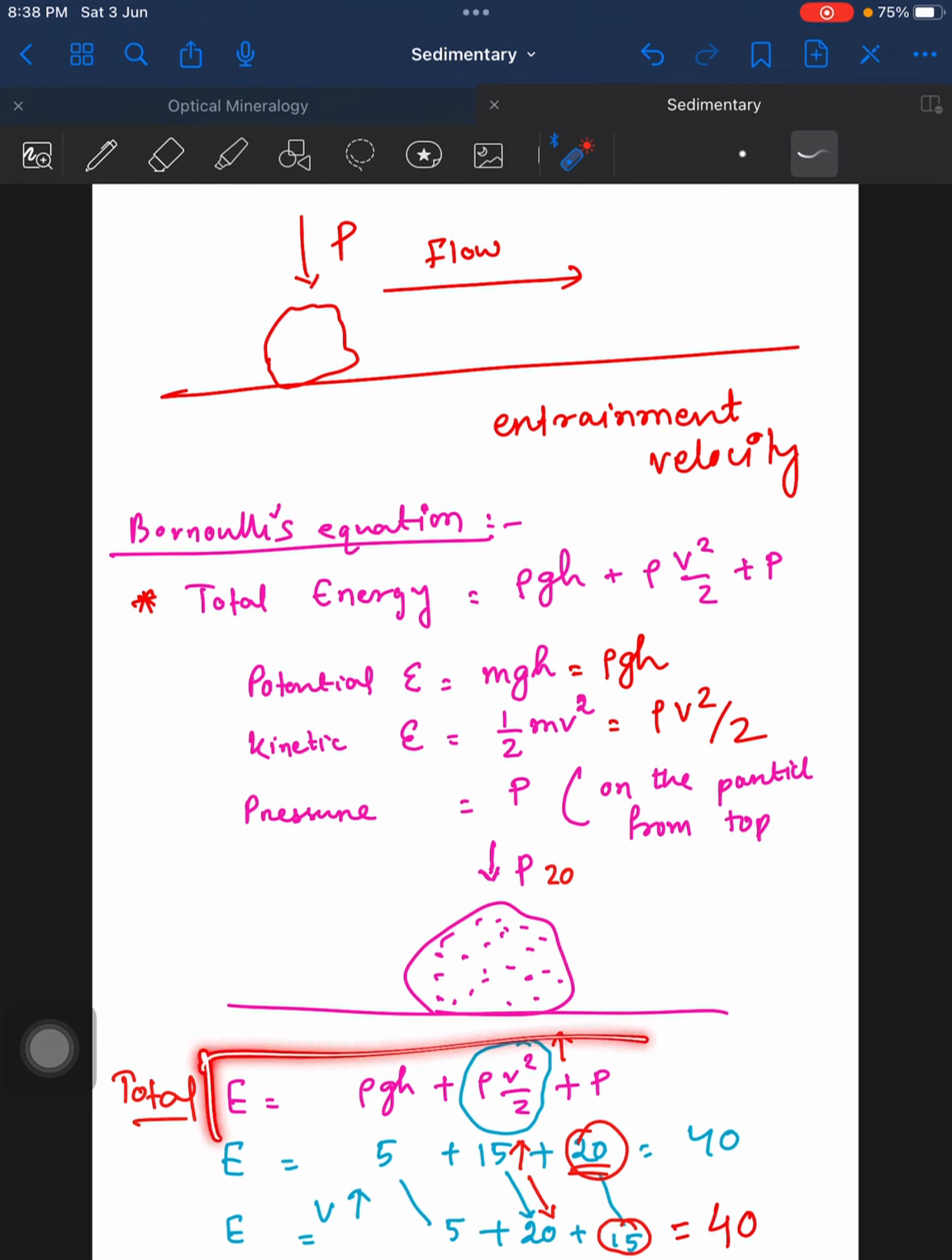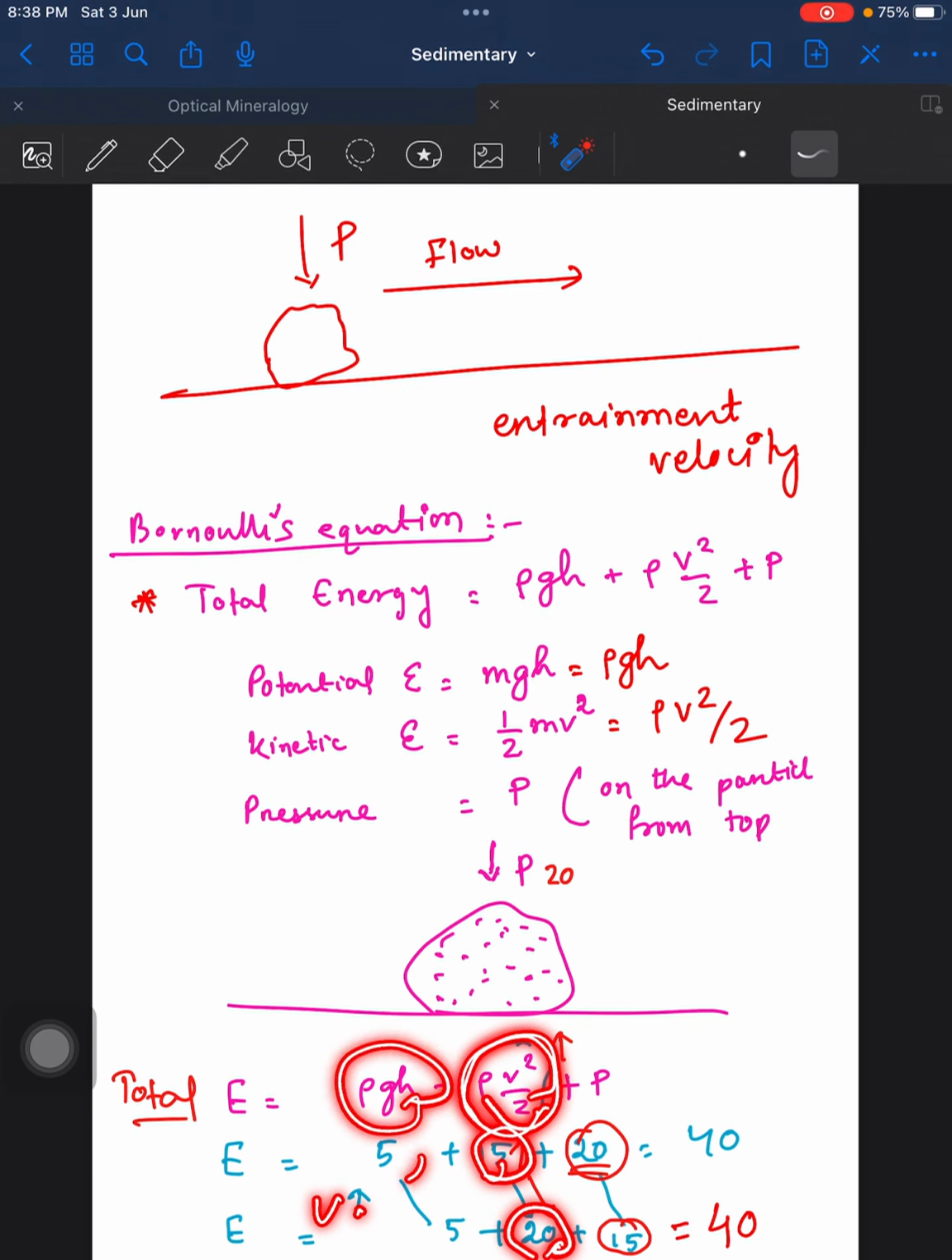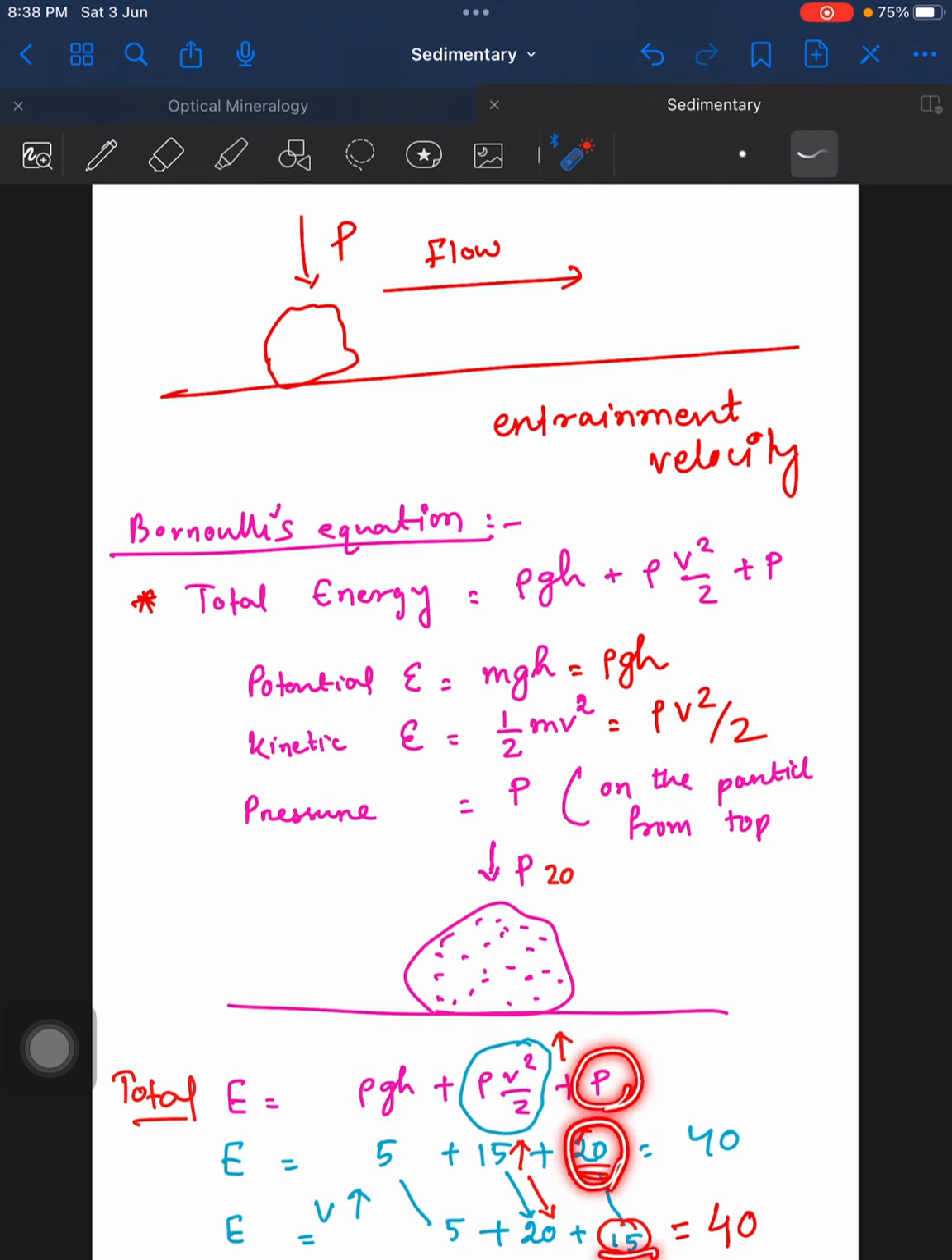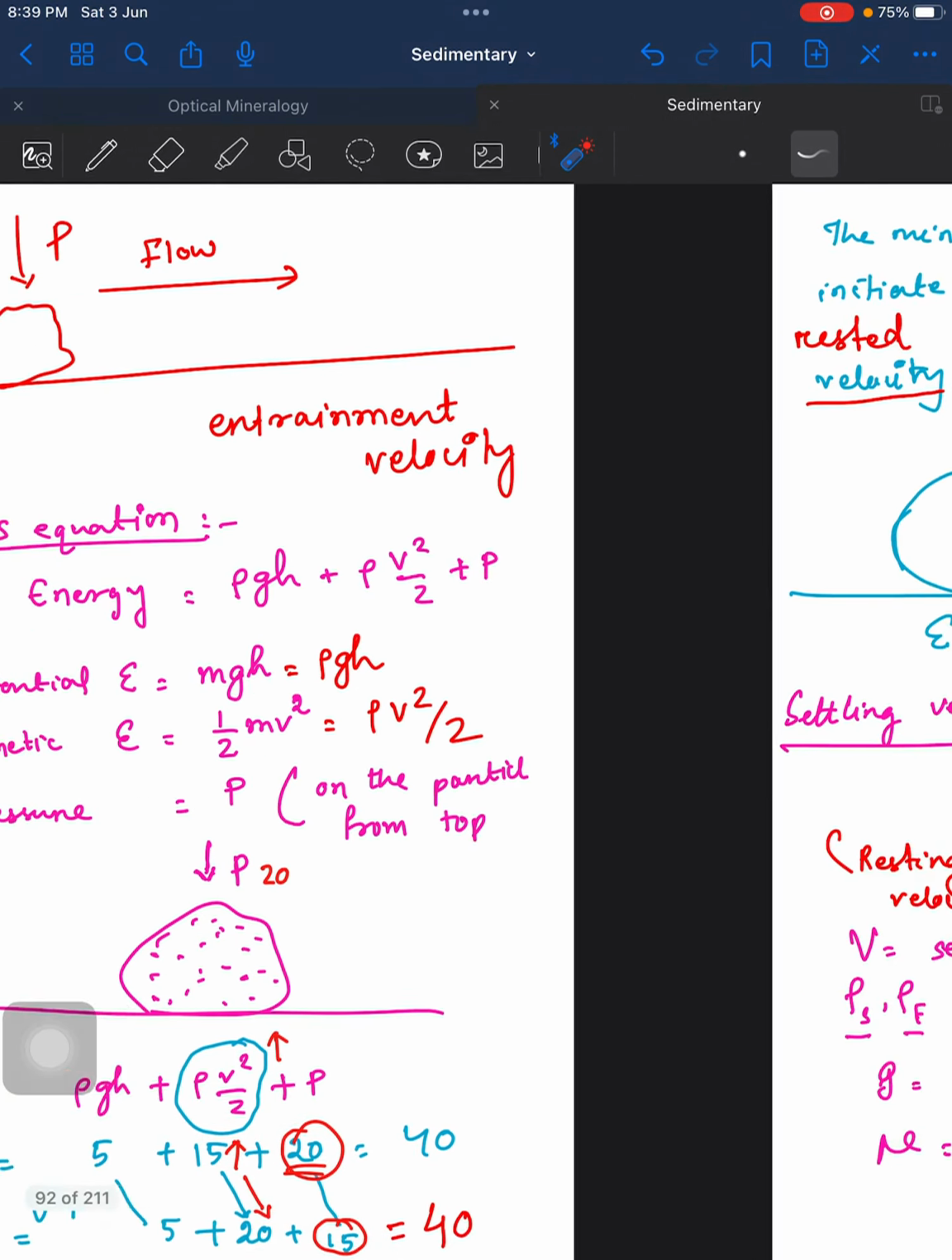So total energy remains constant. If we are increasing the velocity, this will be impacted and this will increase. It increased from 15 to 20. This will be constant because we are not changing the height. These 5 remain constant. So who is going to change? This P, 20, will be changing to 15. So this 20 is getting reduced. This 5 increased to make 20, and this 5 decreased to make 15. So this is the condition for Bernoulli's equation.